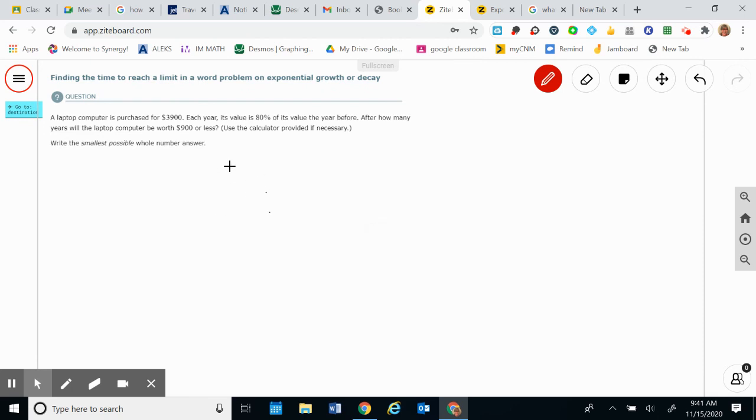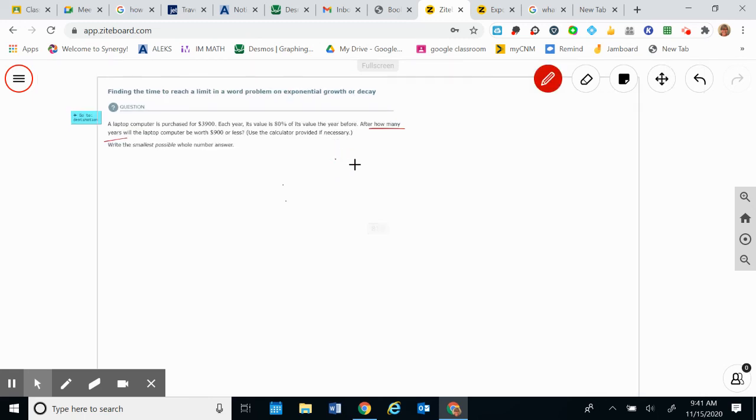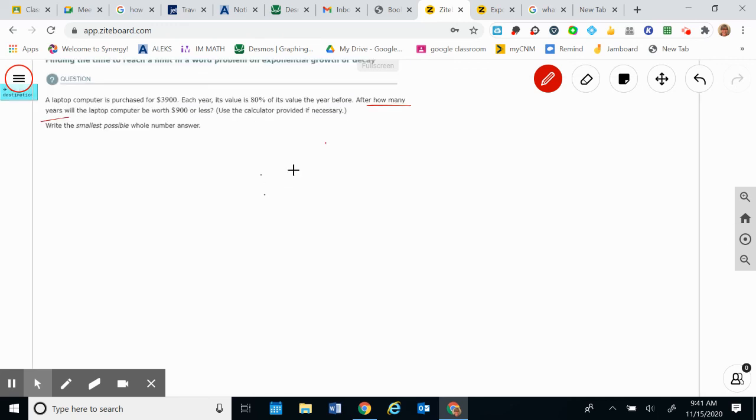I finally got a money one. Okay, here's the money one, finally. It's basically the money thing that we did before, except this time it says how many years. So we're going to be calculating time. So we're still going to write the same formula, right? A is equal to P times 1 minus R over N to the NT.